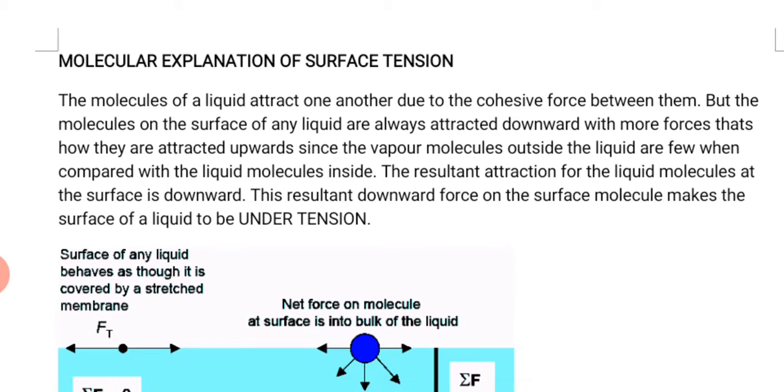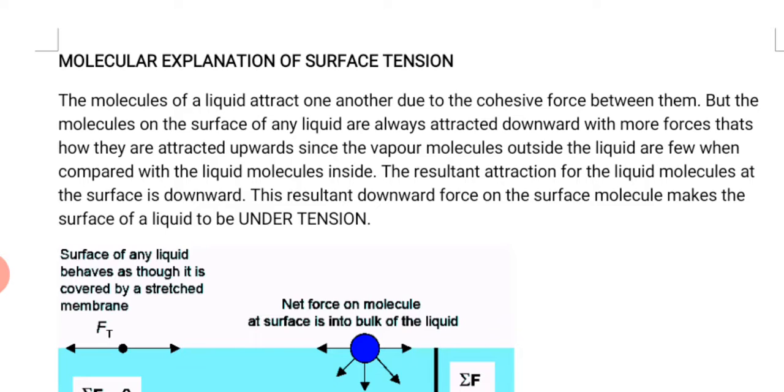Molecular explanation of surface tension. The molecules of a liquid attract one another due to the cohesive force between them, but the molecules on the surface of any liquid are always attracted downward with more force, since the vapor molecules outside the liquid are few when compared with the liquid molecules inside. The resultant attraction to the liquid molecules at the surface is downward.